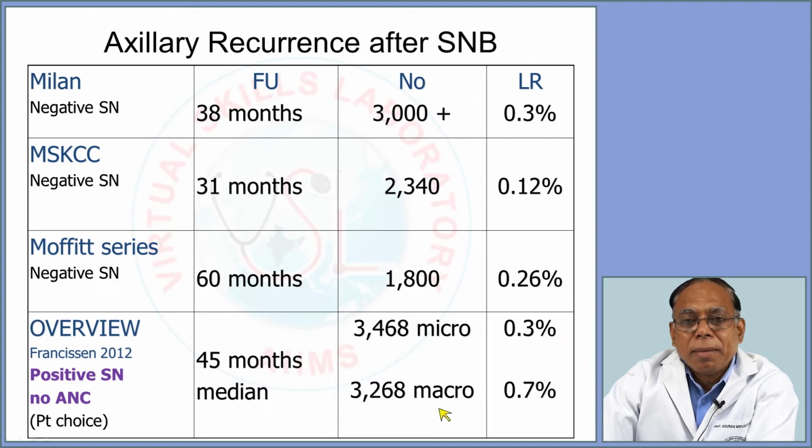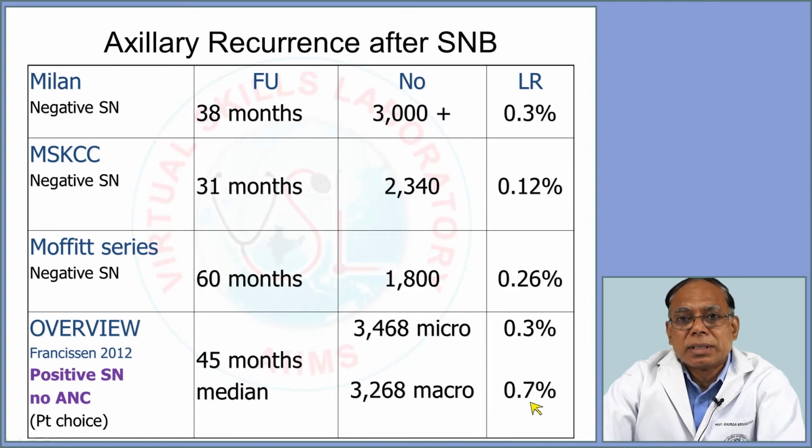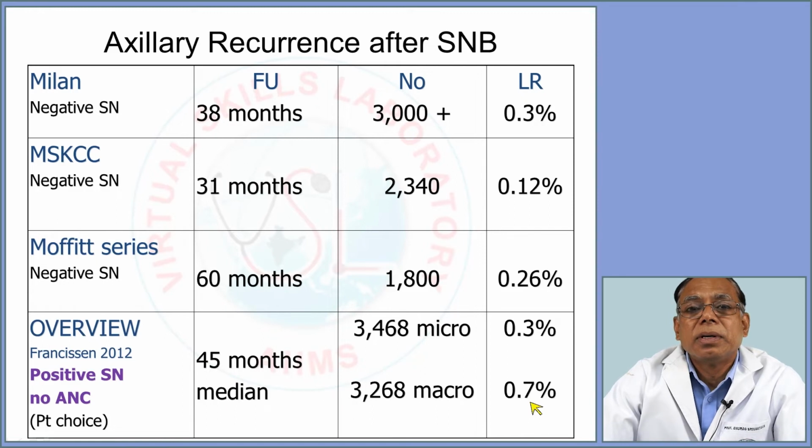If they had macrometastasis, then axillary recurrence was slightly higher, again less than 1%, 0.7%. So even with a positive sentinel node, small numbers, small tumor burden in the axilla, we have extremely low recurrence within the axilla.